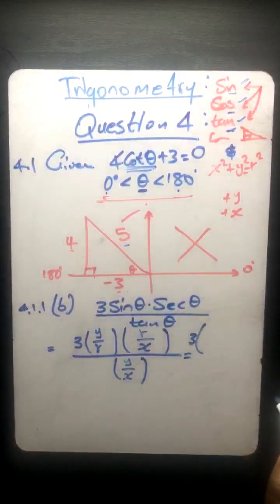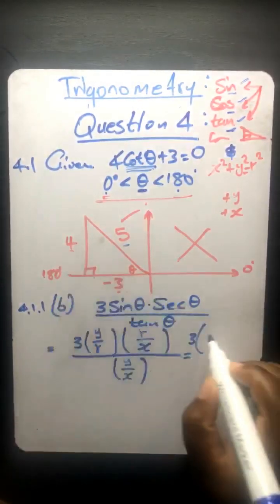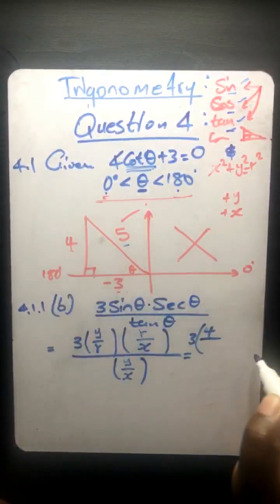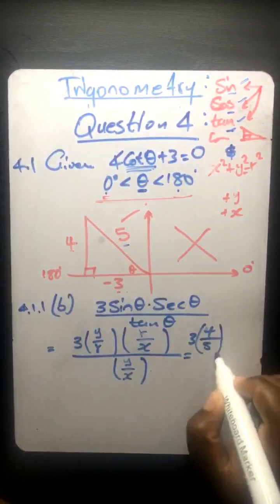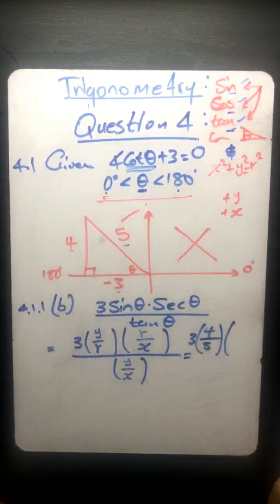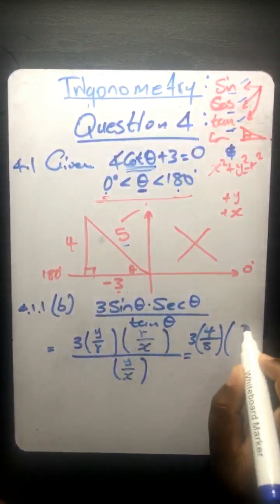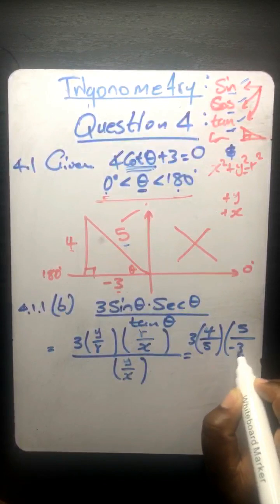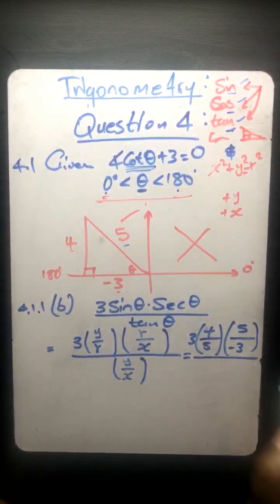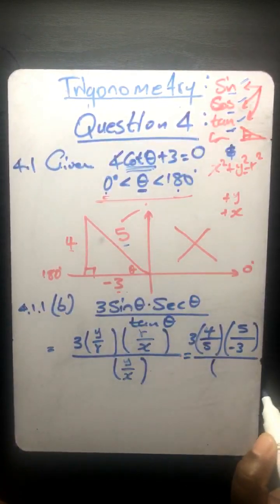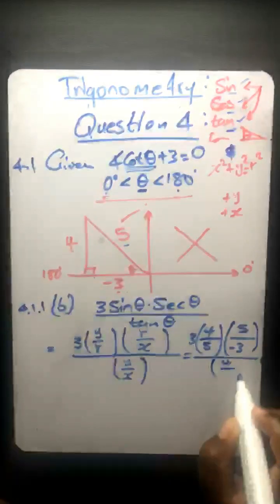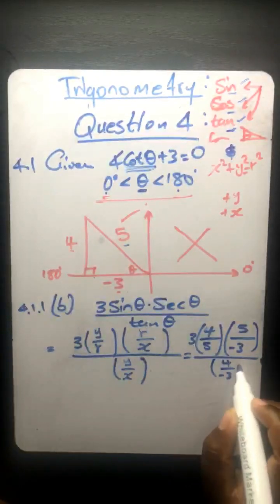Okay, it seems like you guys fully understand what we are doing there. So let's quickly substitute. Your y is 4 over... what is r? r is 5. And then what is r over x? Which is 5 over negative 3. All of that is being divided by y over x, which is 4 over negative 3.